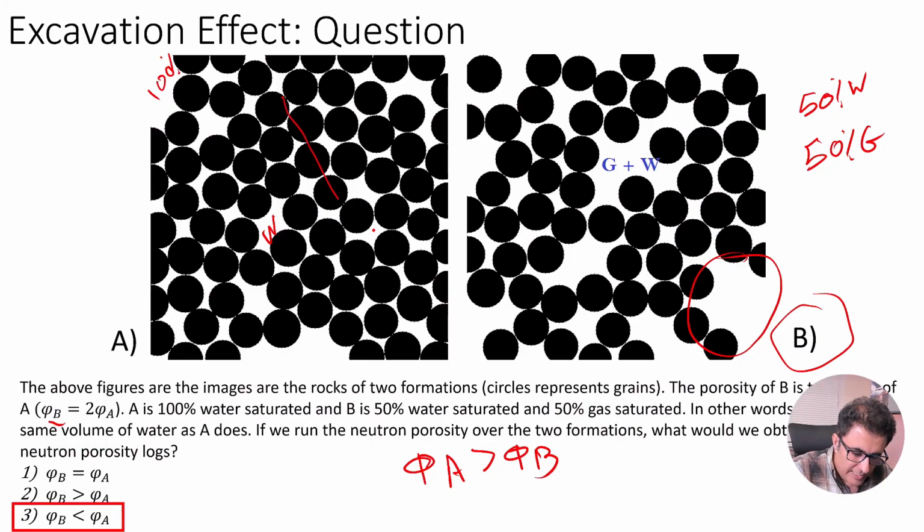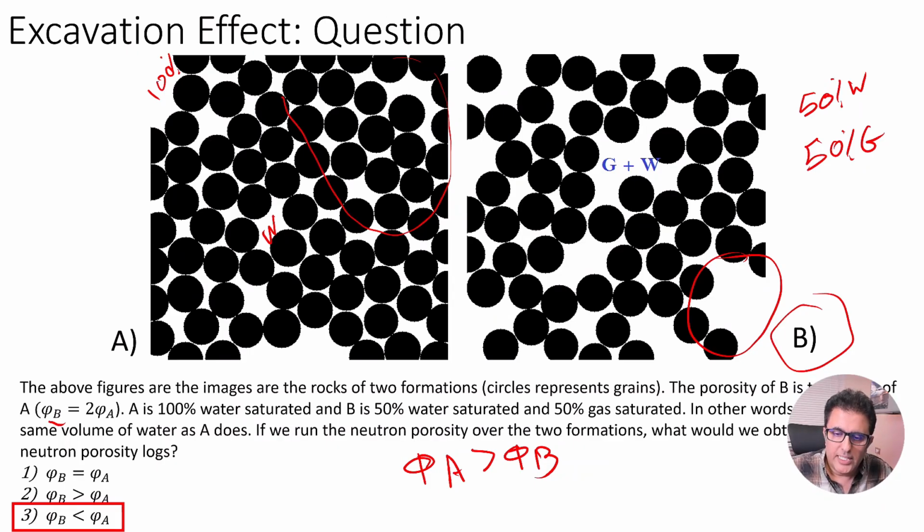So which one attenuates neutrons better? As I said, because there is a huge space between gas molecules, gas less effectively attenuates neutrons compared to matrix. Here, because we have more matrix in A compared to B, and matrix attenuates neutrons better than gas, this is the reason why we are going to see this observation.